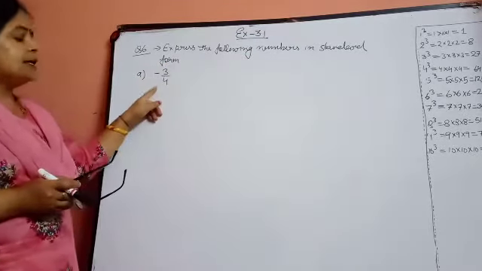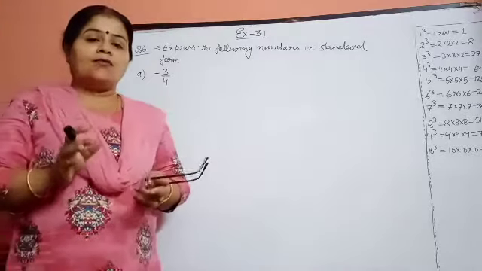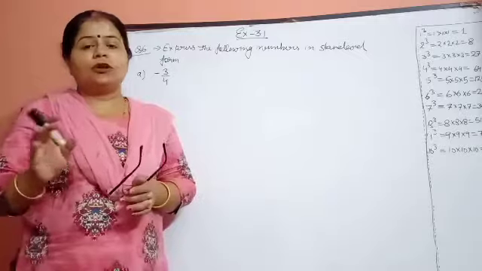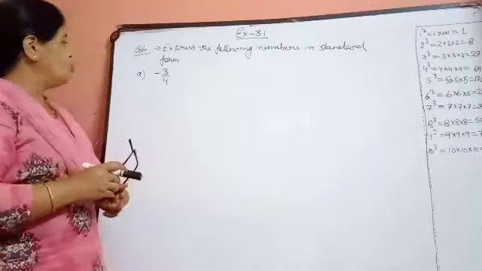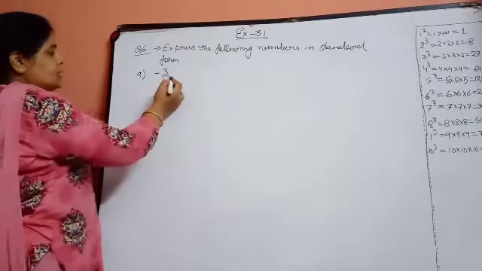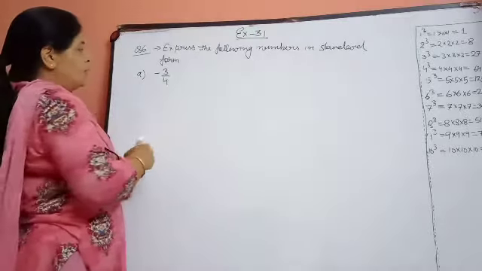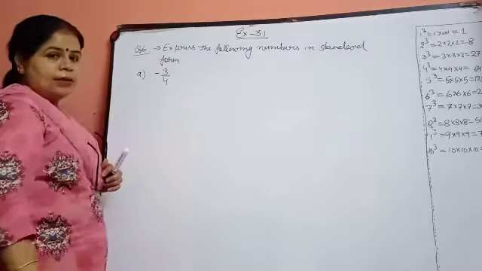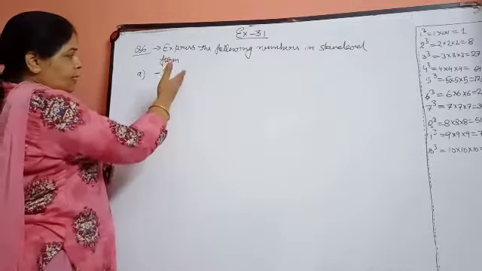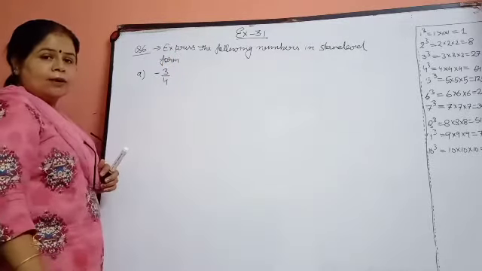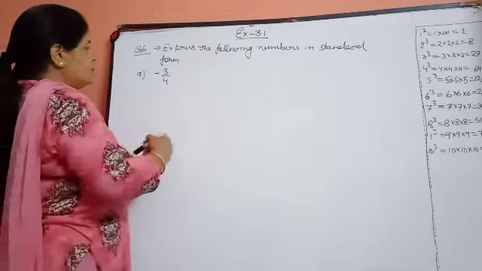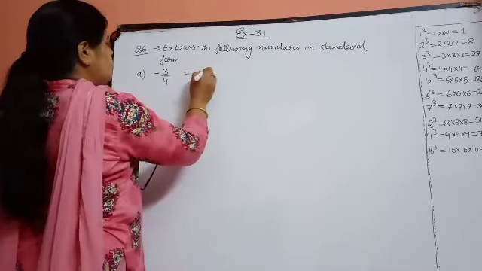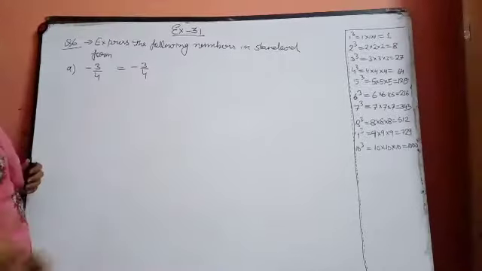A part is minus 3 upon 4. Beta, standard form and lowest form are both the same. There is no difference between them. If you can see that minus 3 upon 4 has no common factor. 3 and 4 come in different tables, so we cannot divide by a single common factor. So its standard form will be minus 3 upon 4. Standard form and simplest form are both the same.